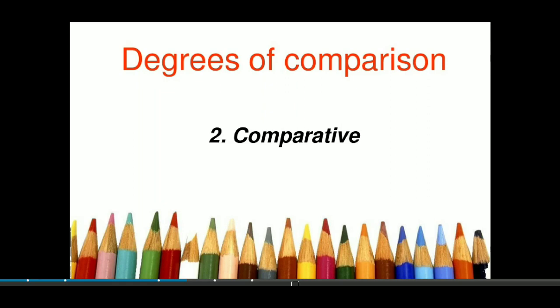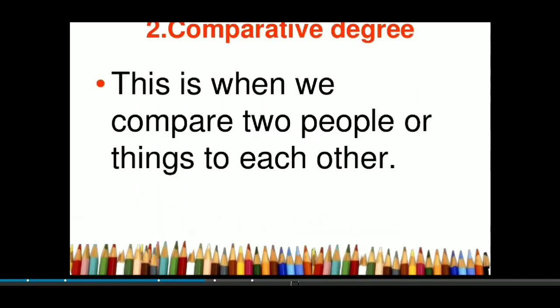Next, I am going to learn about the comparative degree of adjectives, the second form. Comparative is different from the positive. In the positive, adjectives or adverbs are used in their original form. Comparative is not that. Let us see. This is when we compare two people or things to each other. When we compare two people or things to each other, we use the comparative.